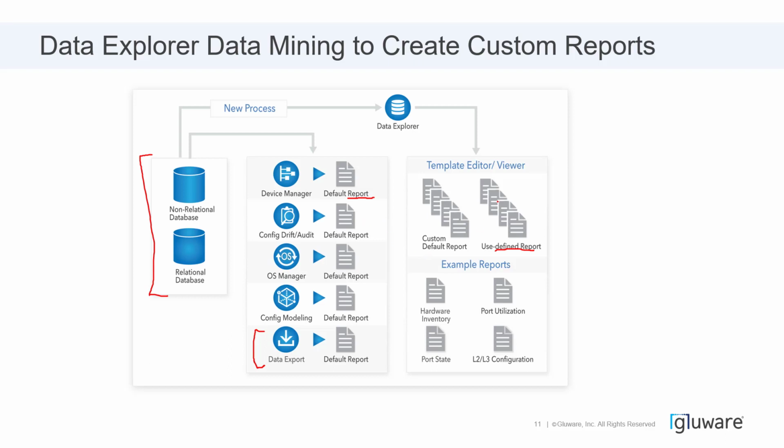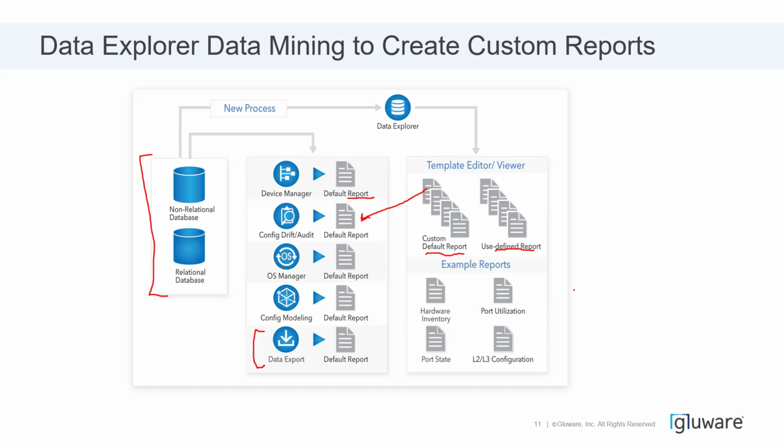So we do offer the ability to take a custom user-defined report and declare it as the default report for each app. So let's say I don't like the default drift and audit report. I can build a new custom one, assign it here, and then each time I click export report from drift and audit, I'll get the new custom report. In addition to that, Data Export supports import and export of these reports.